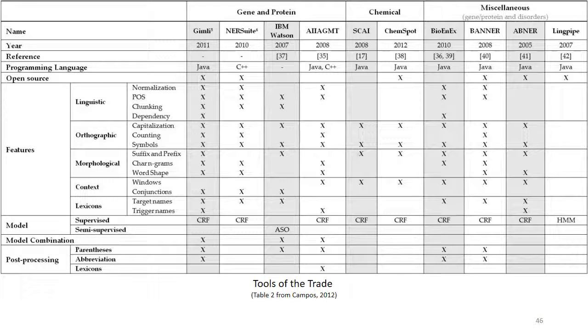Now this is the more important table. It shows the different tools for named entity recognition. And each column is for a specific type of entity in the biological domains, such as genes and proteins, or chemicals, or diseases. The part that we want to look at are the models. And you can see that most of them use CRF. Other models like HMM, or decision trees, or support vector machines are kind of pushed to the wayside. Now it's all about CRFs.